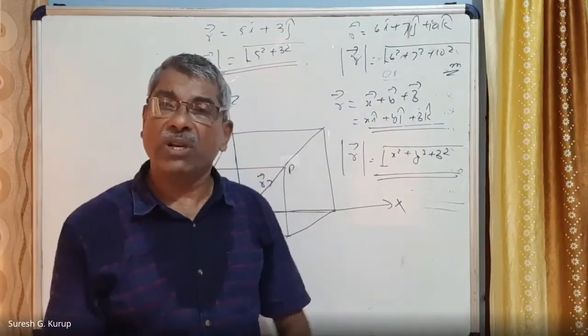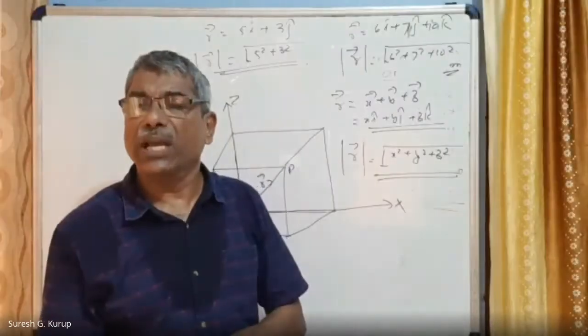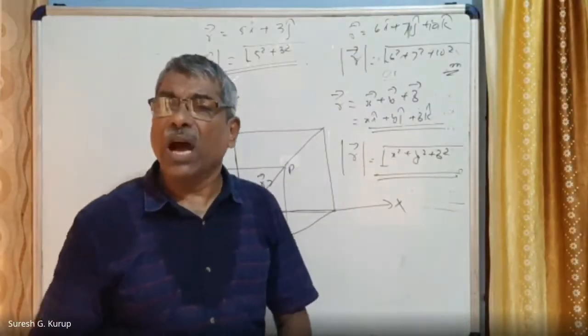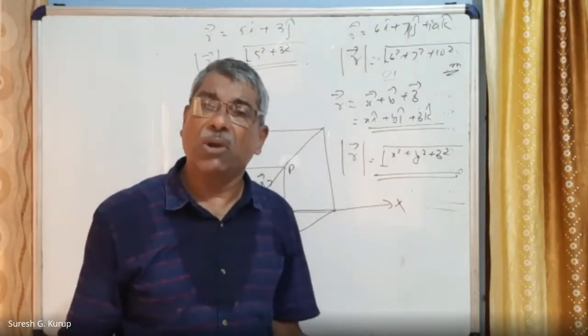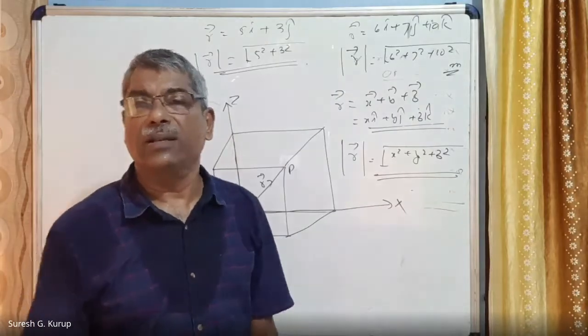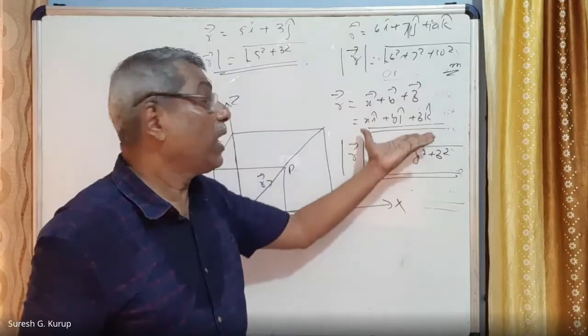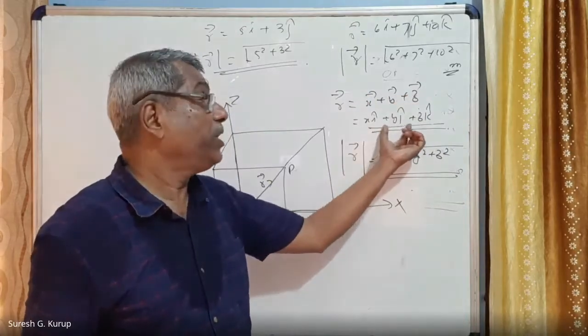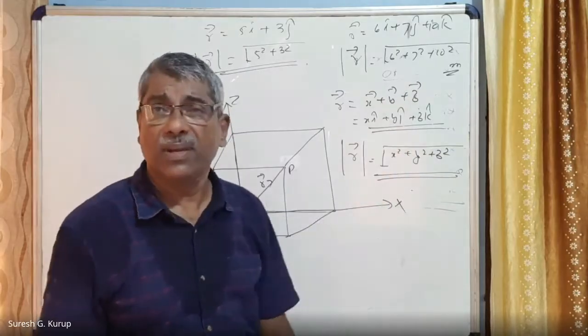So in two dimensions, a vector can have two components, and in three dimensions, a vector can have three components. In two dimensions we resolve the two components as one the cos theta component, other the sin theta component. In three dimensions, the three components are xi plus yj plus zk, or vector x plus vector y plus vector z; both are the same.